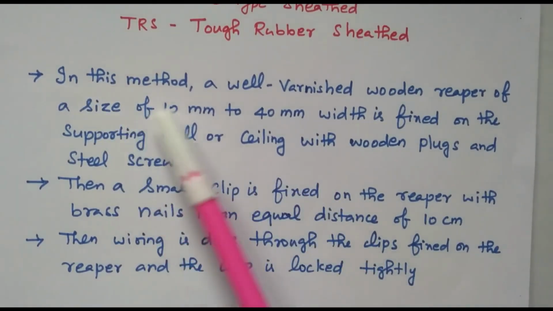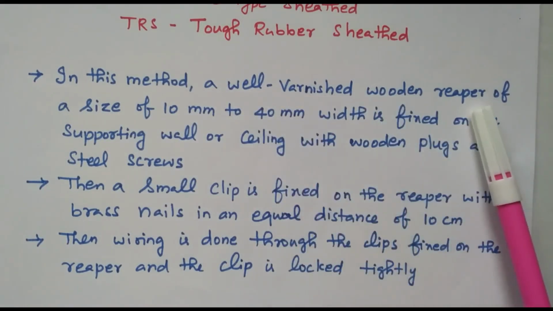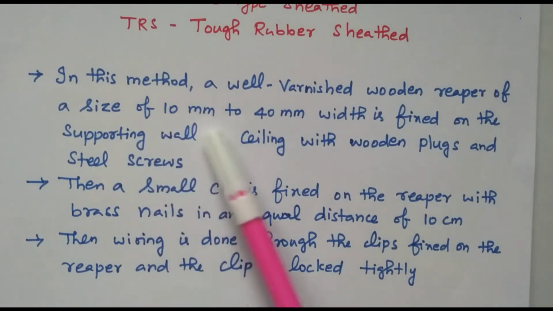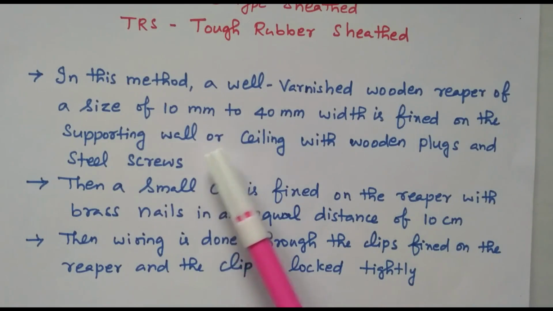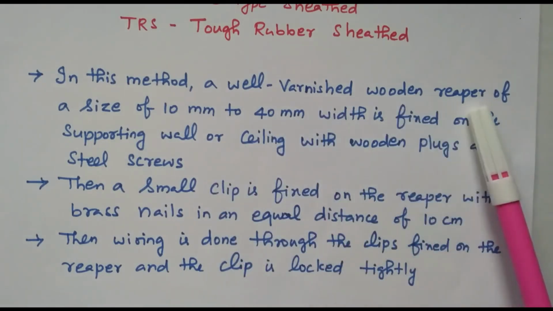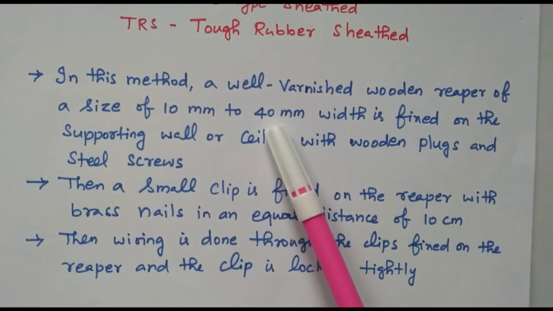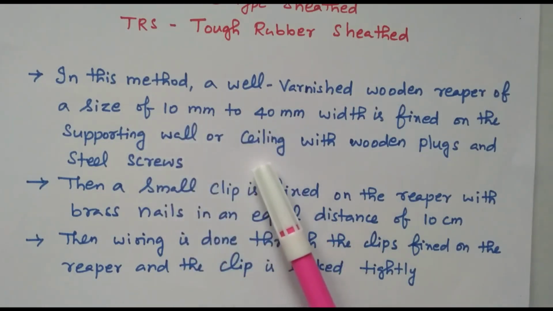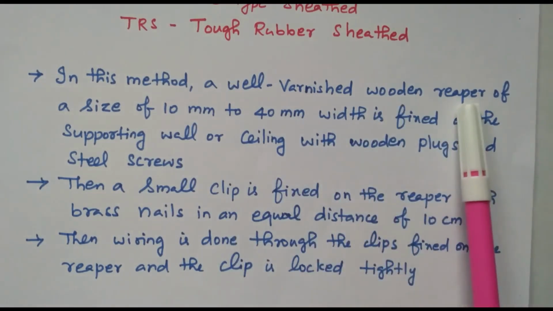In this method, a well varnished wooden reaper of size 10 mm to 40 mm width is fixed on the supporting wall. So we have the varnished wooden reaper with a size of 10 mm to 40 mm fixed on the wall or ceiling with wooden plugs and steel screws. In the previous method we placed the plastic casing. Here we are placing the wooden reaper.